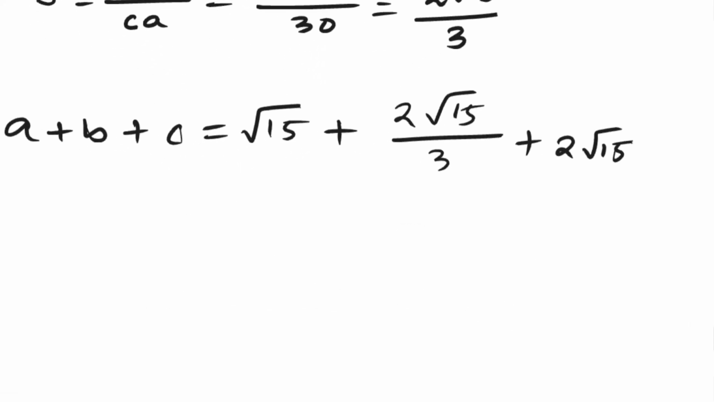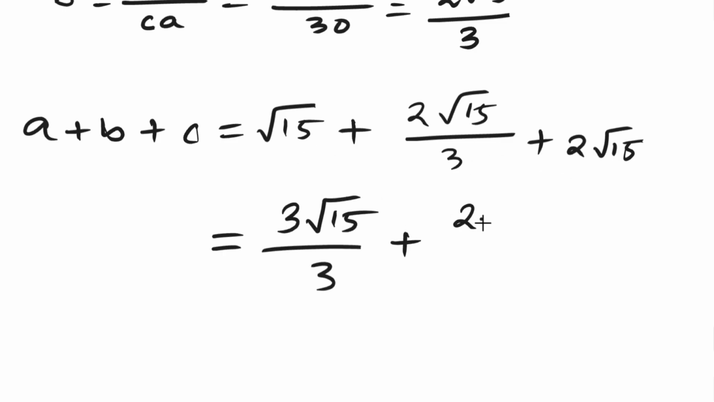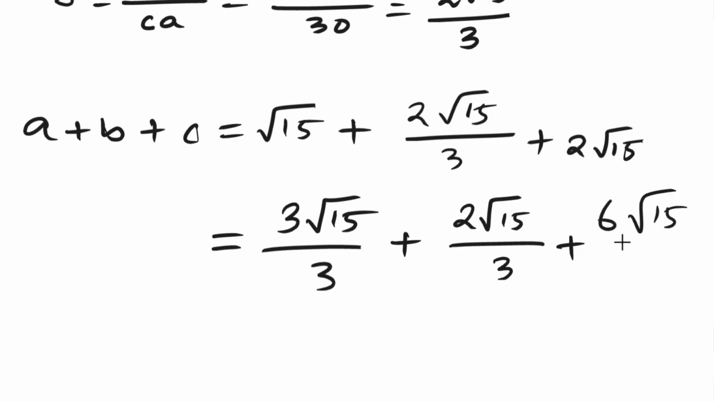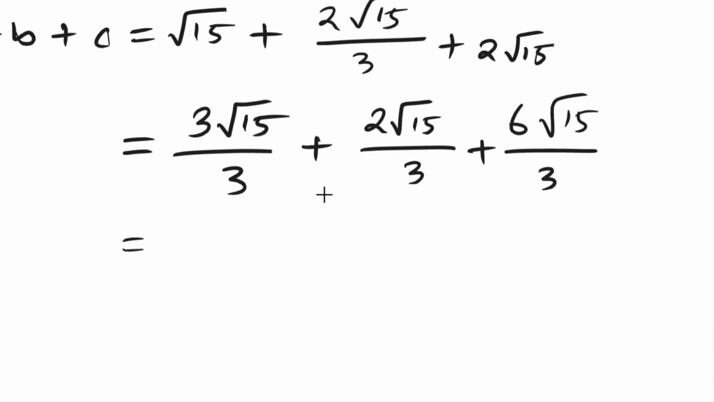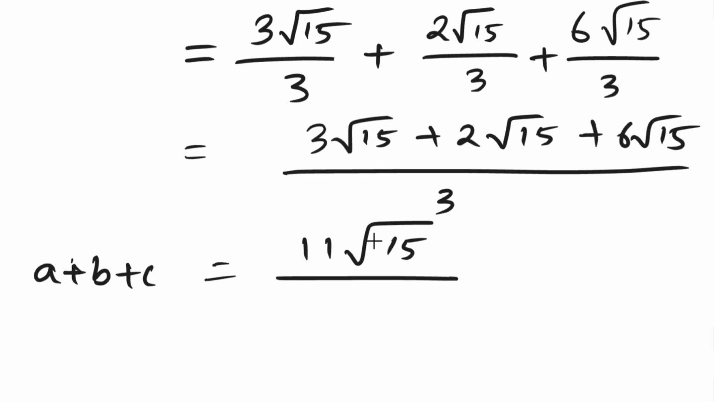To combine these terms, we need a common denominator of 3. Rewrite the square root of 15 as 3 square root of 15 divided by 3, and rewrite 2 square root of 15 as 6 square root of 15 divided by 3. Now, all three terms have the same denominator, so we add the numerators. 3 square root of 15 plus 2 square root of 15 plus 6 square root of 15 equals 11 square root of 15. Therefore, a plus b plus c equals 11 square root of 15 divided by 3. And that is our final answer.